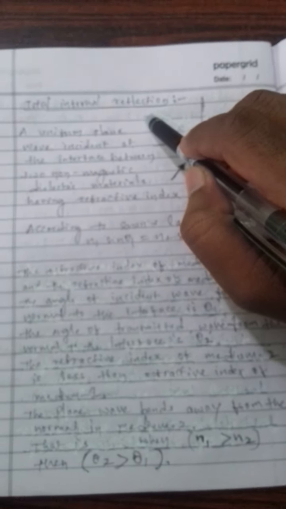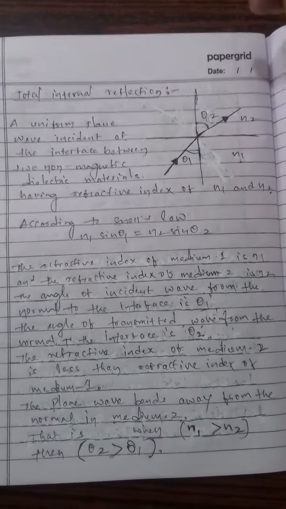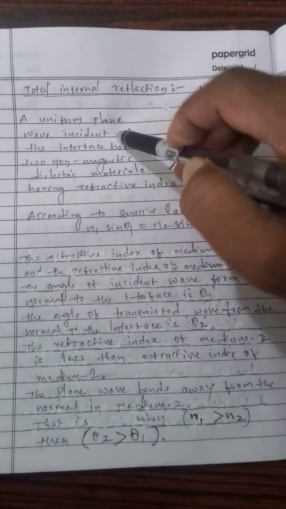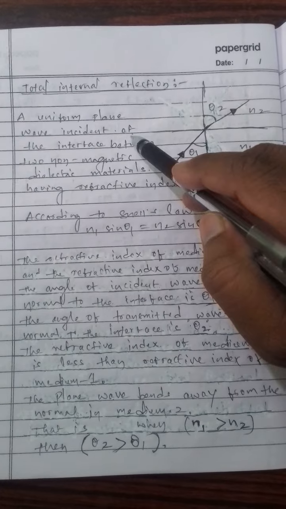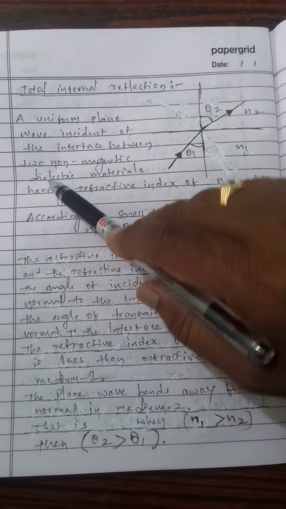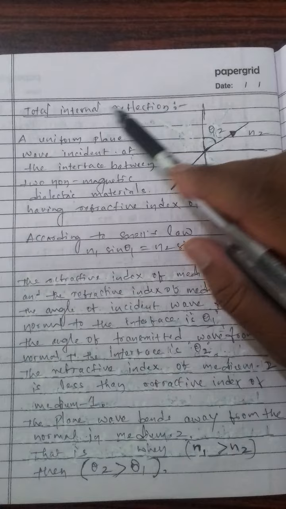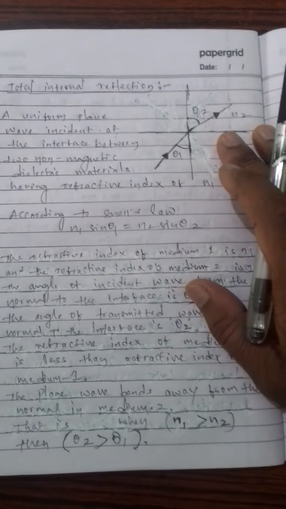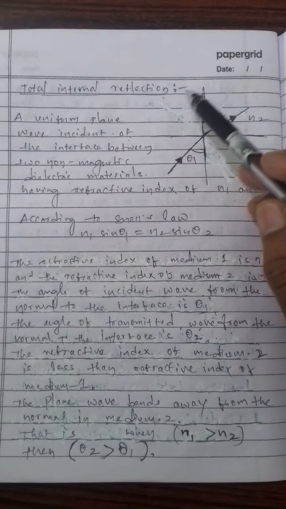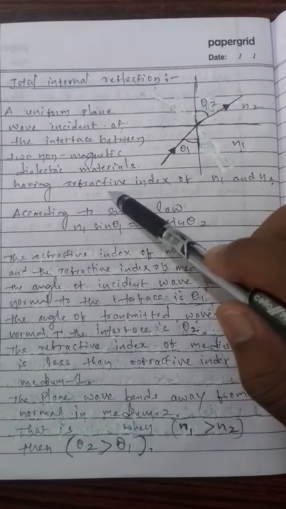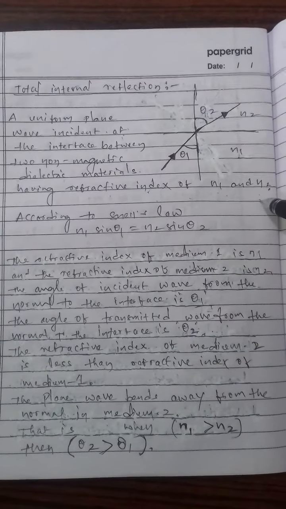Total internal reflection. A uniform plane wave is incident at the interface between two non-magnetic dielectric materials having refractive indices of N1 and N2.